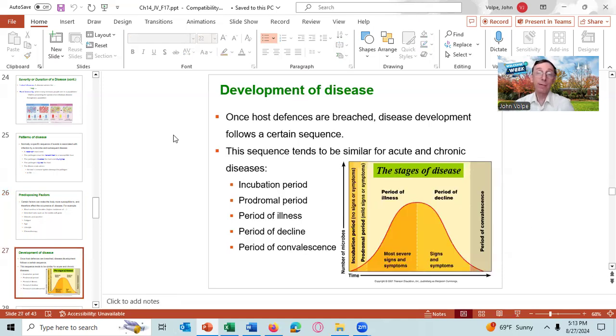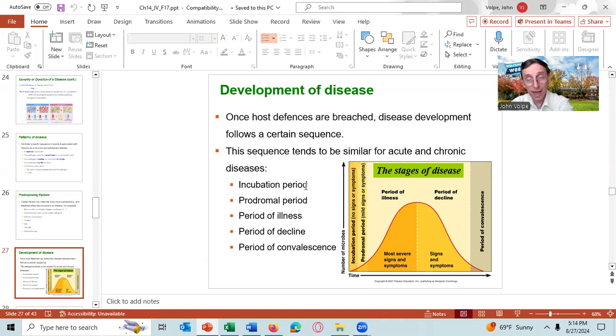All right. So when we're talking about a disease, it's important to realize that disease tends to follow a certain pattern of development. Once the host defenses are breached, disease development follows a certain sequence. The sequence tends to be similar for both acute and chronic diseases. First, we have an incubation period. The incubation period is when the patient first becomes infected till the time when the patient first has signs or symptoms. So the patient has the disease organism, but they have no signs or symptoms of disease.